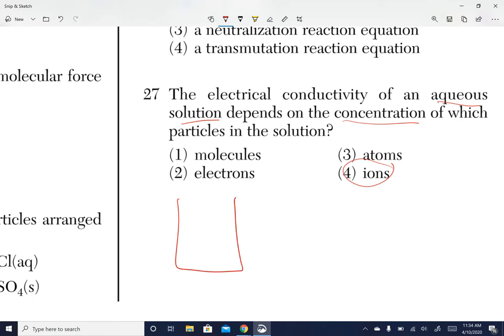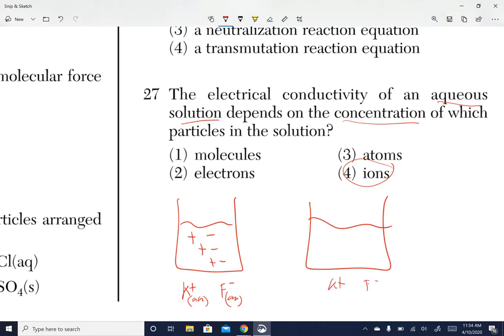So if you have a beaker here and a beaker here, let's say the volume of water is the same. Let's say we have 1, 2, 3, 4, 5, 6 charges in here. And let's say the plus is K+ and the minus is F-. So these are aqueous ions dissolved in water, potassium fluoride, KF(aq). Same thing here, but over here, again, imagine the water is the same.